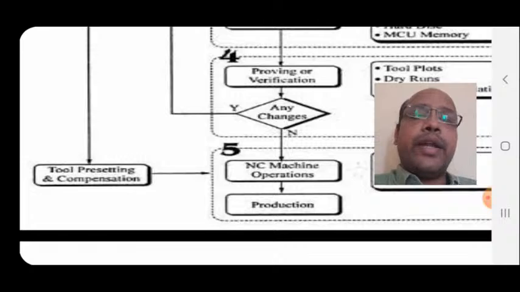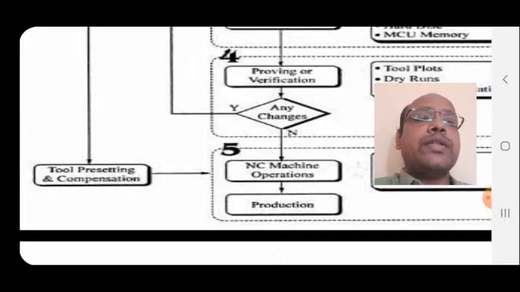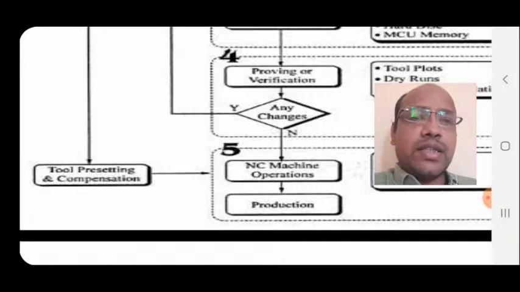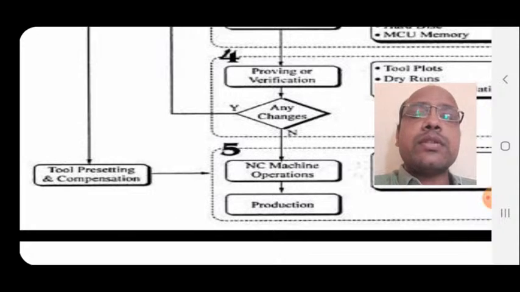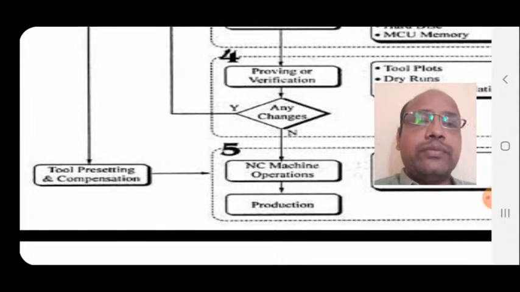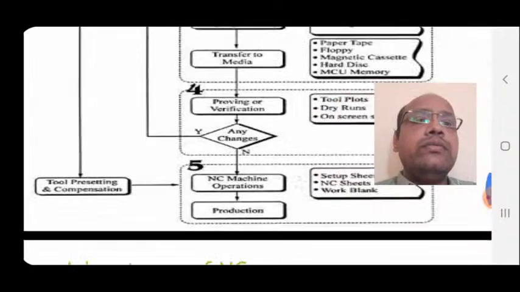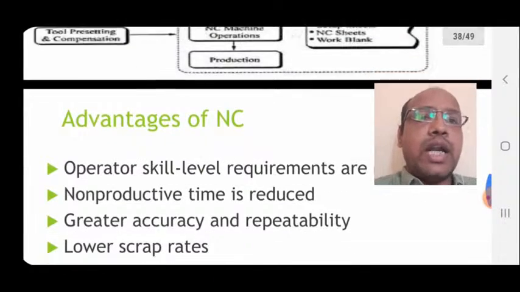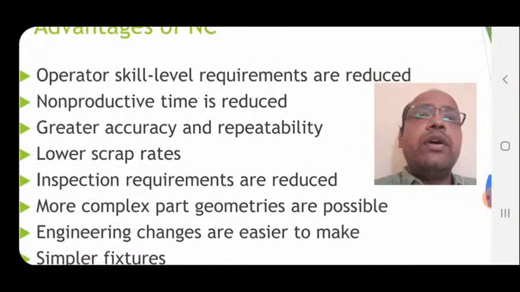In chapter number 8 we are going to learn different G codes for understanding compensation and tool presetting. Tool presetting is generally done with the help of digital vernier calipers, which are adjusted in horizontal and vertical levels. Now let us understand the advantages of the NC system.